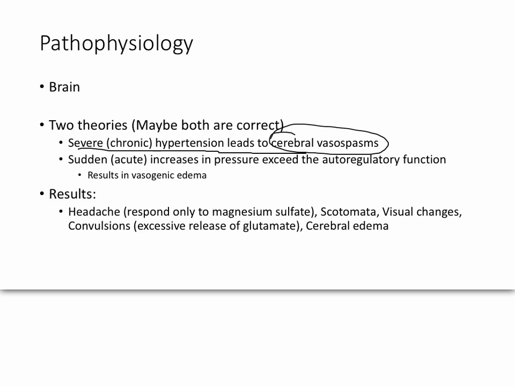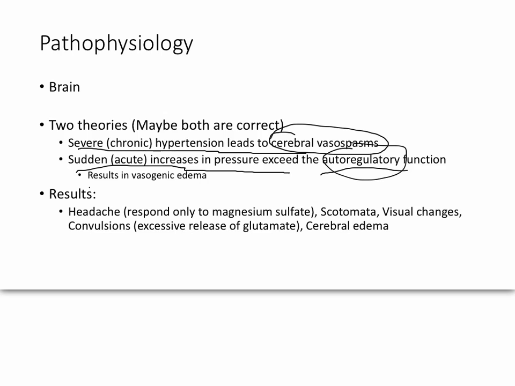The other theory is that the acute increase in pressure exceeds the autoregulatory function of the brain. Typically, if your blood pressure increases a lot, your brain will close up the vessels a little bit and keep the total pressure inside of the brain the exact same all the time. On the other hand, if your blood pressure drops, your brain will open up the arteries so that the blood pressure in the brain stays the same all the time. That's the autoregulatory function of the brain.